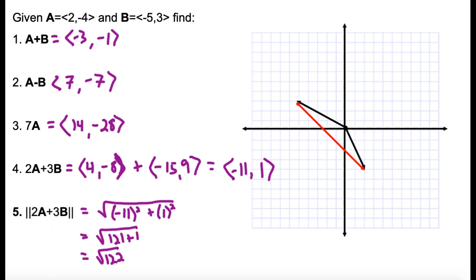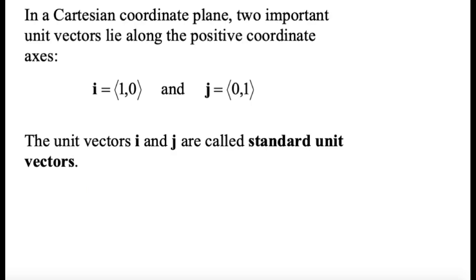All right. Next, I'm just going to talk about another small notation idea. First, if you ever hear the term unit vector, a unit vector is just a vector of length 1.